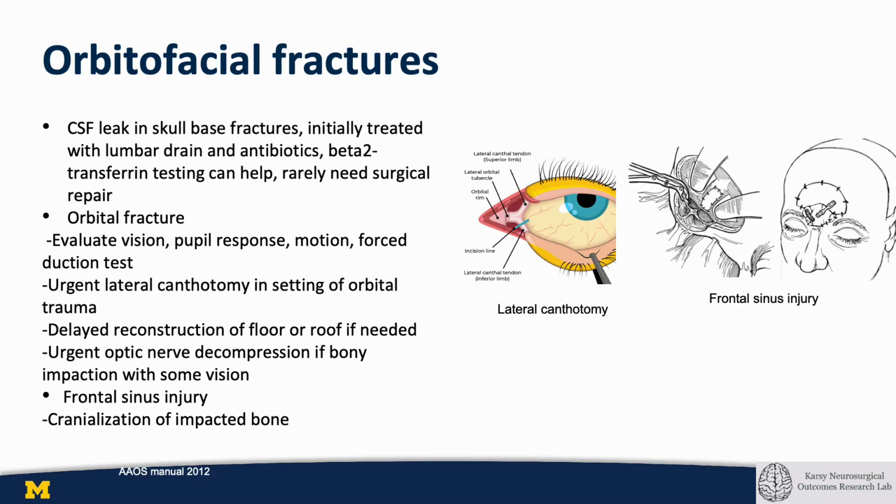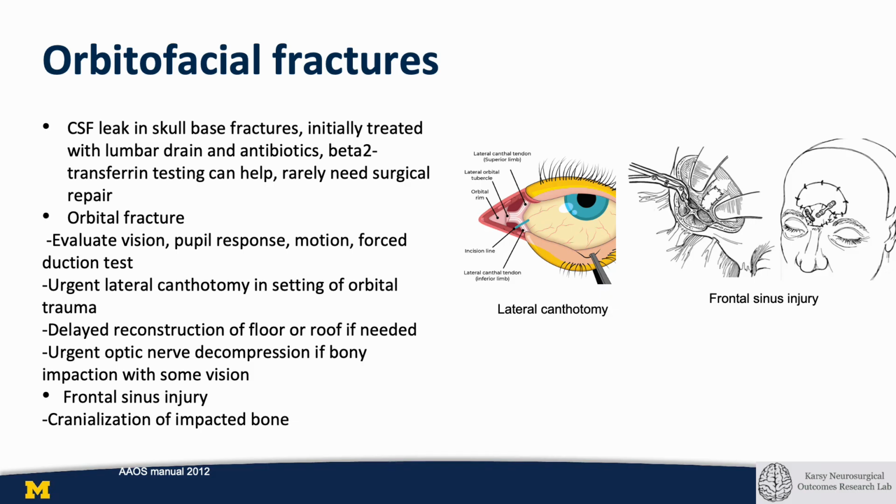Orbital facial fractures are commonly managed in conjunction with facial plastics or oculoplastics. Very importantly, to consider any kind of orbital facial fracture, one has to be mindful of any CSF leaks that can occur, any clear drainage from the eyes, nose, or ears. If there's a fracture involved, this can be evaluated with beta-2 transferrin testing. Oftentimes these can heal with some time. A lumbar drain can be used to help with the healing process. Very rarely, if those are unsuccessful, do they need surgery for repair.